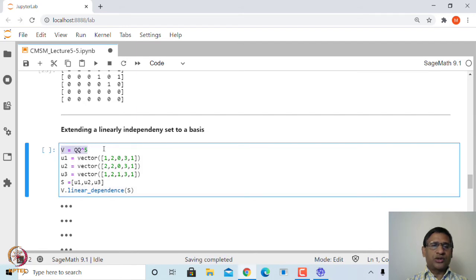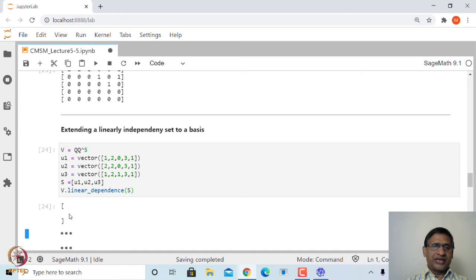So let us say V is equal to Q to the power 5, U1, U2, U3 are these three vectors, and let us check whether they are linearly independent. Yes, they are linearly independent. So you want to extend this to a basis of Q5. So how do I do that?